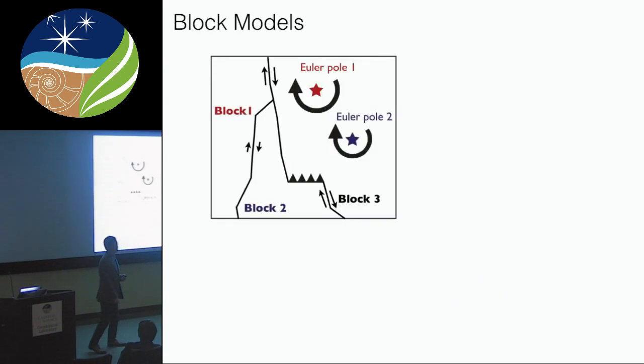So this is an example of a block model. Here there are 3 blocks: block 1, 2, and 3. Now if we assume block 3 is fixed, it's not moving, then block 1 and 2 can move.